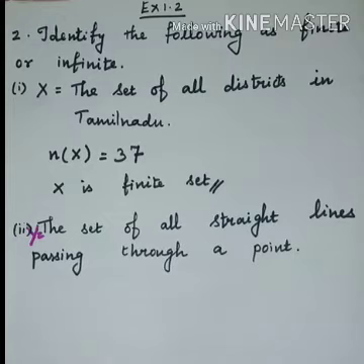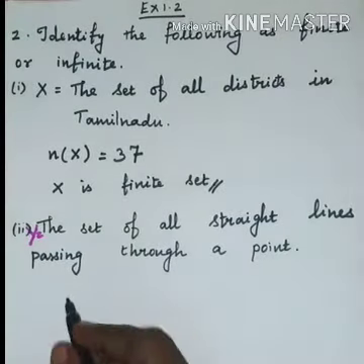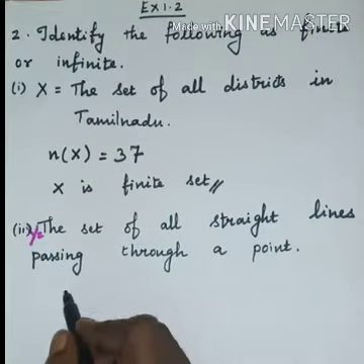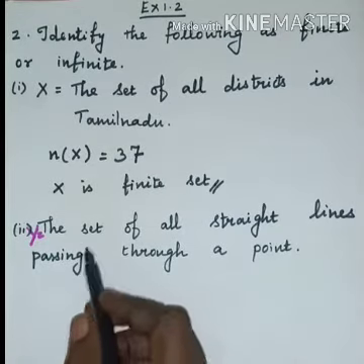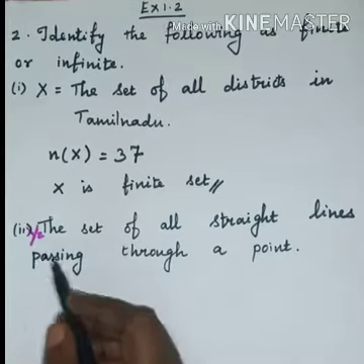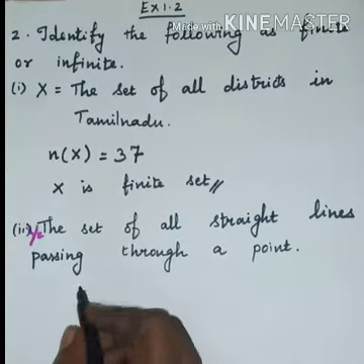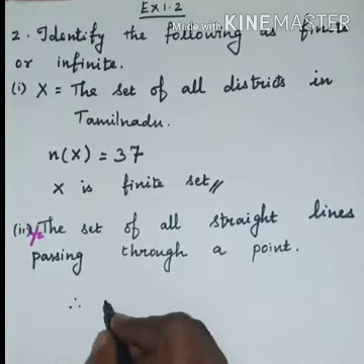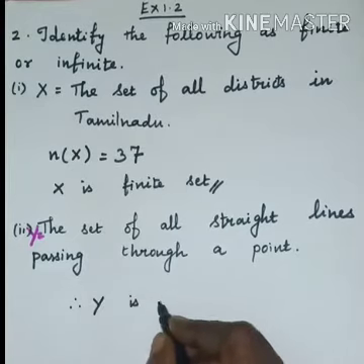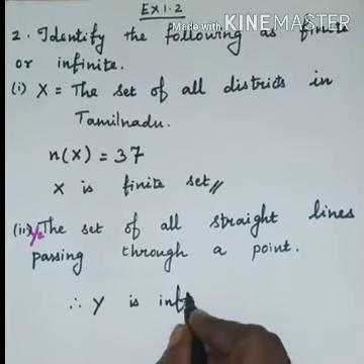We can draw many straight lines passing through a single point. Therefore, the number of elements in the set Y is uncountable. Therefore, Y is infinite.